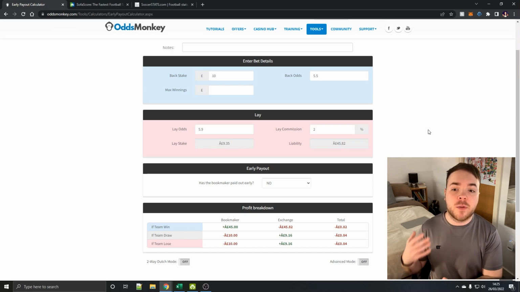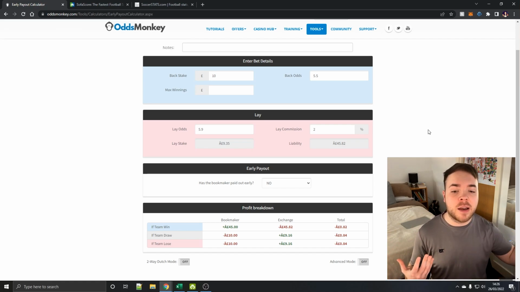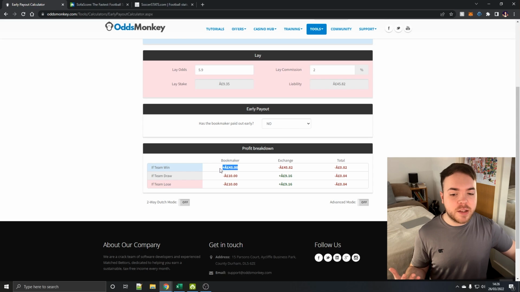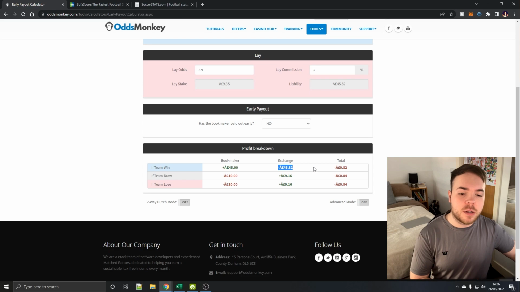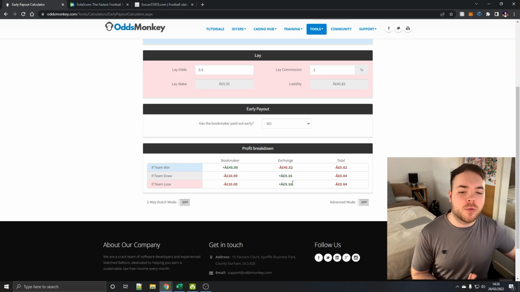So at this point, we've got £10 on Watford to win on Paddy Power and then we've got a lay of £9.35 over on Betfair on Watford. You can see at the moment we're losing a guaranteed 84 pence at the most. If Watford win, we get £45 from Paddy Power, and then we'll lose £45 from the exchange, 82 pence. If Watford either draw or lose, we lose the £10 stake on Paddy Power, but we gain the £9 over on the exchange, and again, around about an 80 pence loss.